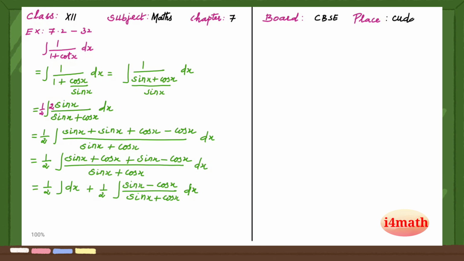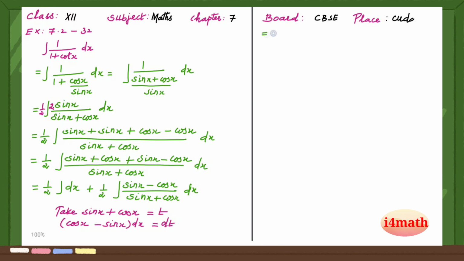Now let us take the substitution. Take sin x plus cos x equal to t. Now differentiate on both sides. Differentiation of sin x is cos x, with dx, plus differentiation of cos x is minus sin x, into dx. Now write the dx as a common term here. Differentiation of t is dt.